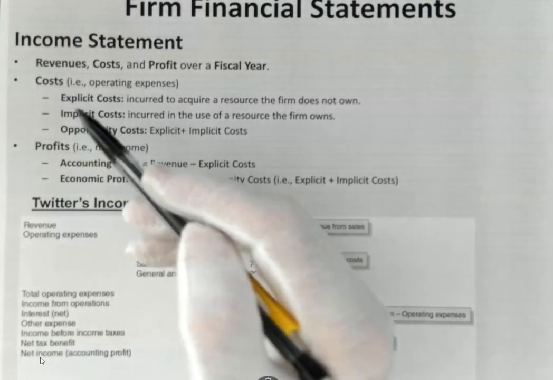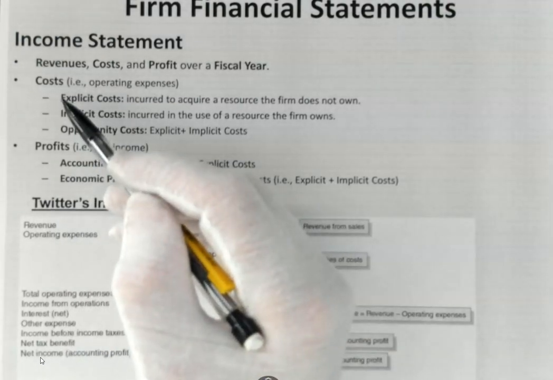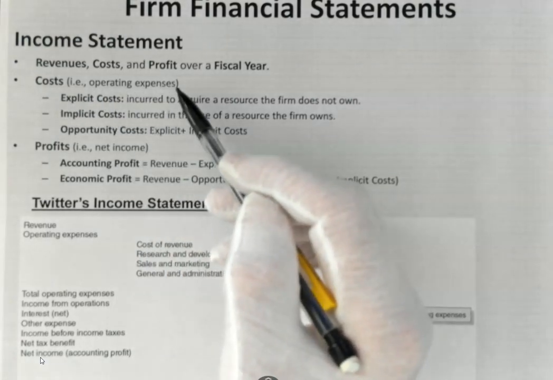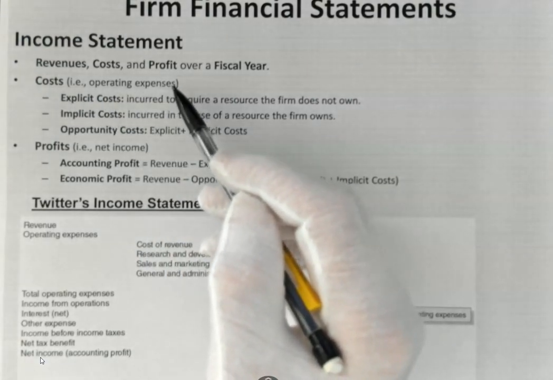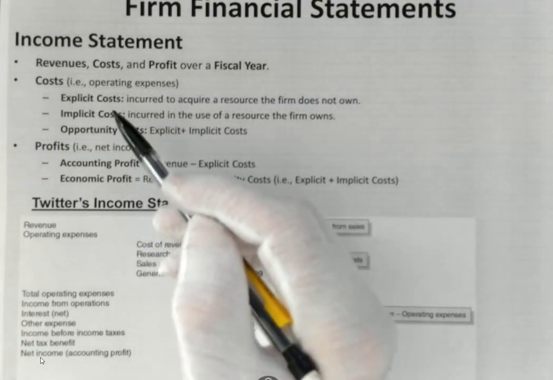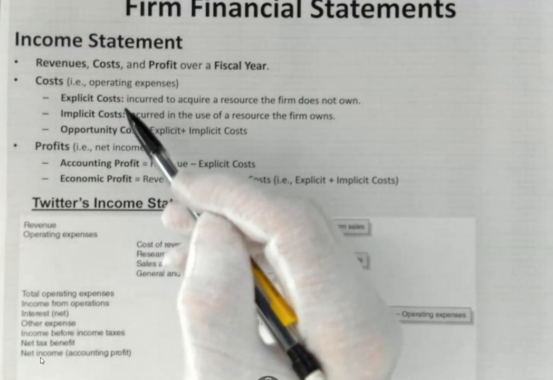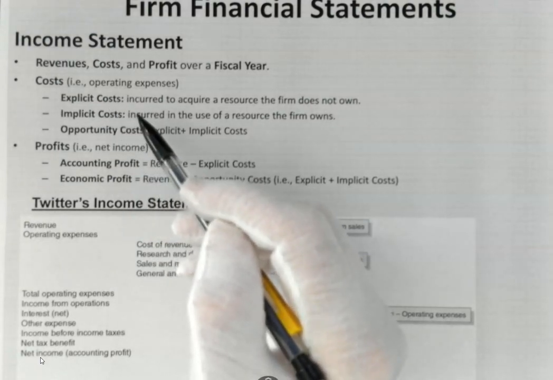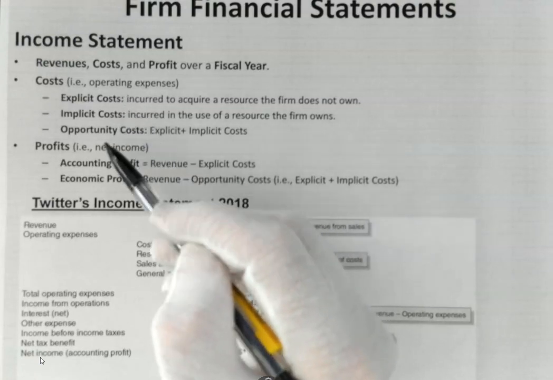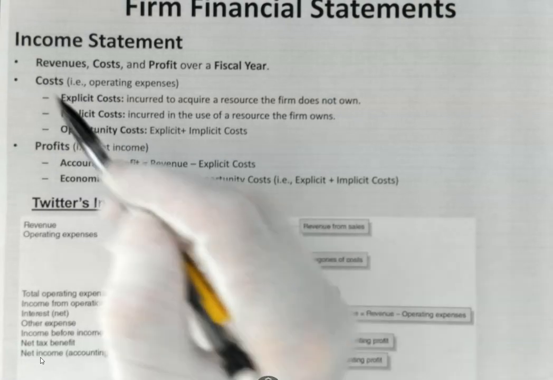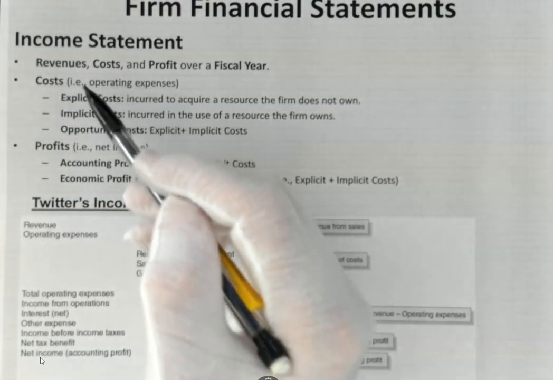Revenue is pretty straightforward. Like I said, it's sales. Costs, a little more complicated. For accountants, the costs are generally called operating expenses. So you'll sometimes see this on accounting statements. Costs can be broken down into two categories. There's explicit costs and implicit costs. If you add these two together, you get what's called opportunity costs, which is the total costs or operating expenses of the business.